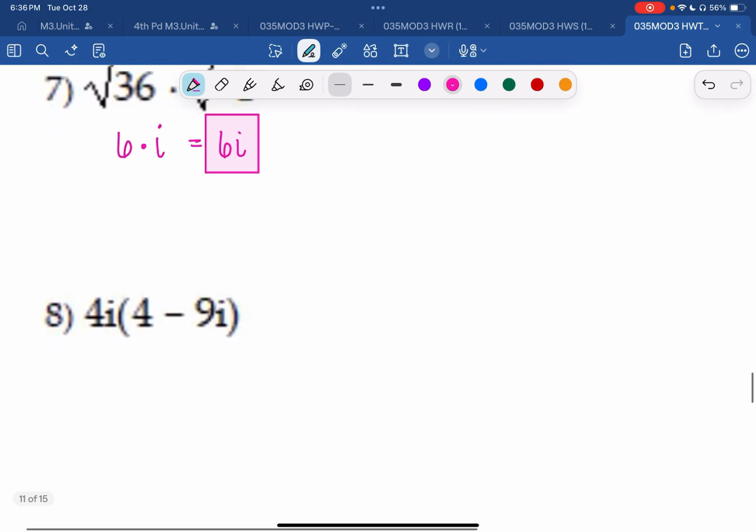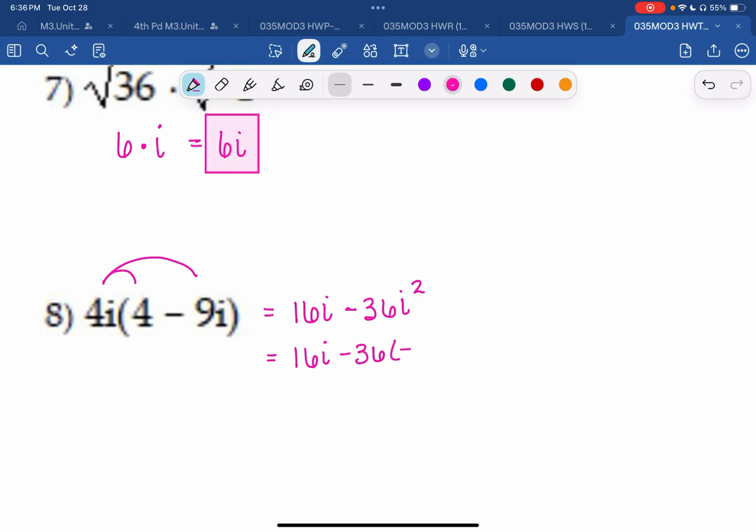Okay, number 8, going to distribute this through. So I've got 4 times 4i, which is 16i. And then 4 times negative 9i, so minus 36. i times i, so i squared. And clean that up, so 16i. It's going to be minus 36 times negative 1. So that leaves me with 16i plus 36.